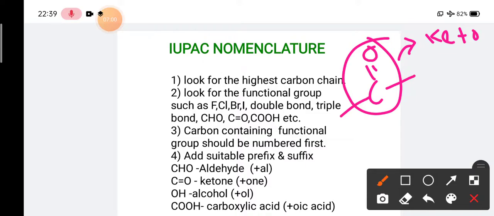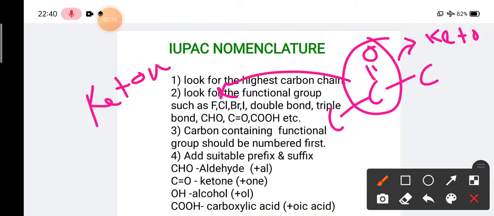If there is carbon on both sides of the keto group, then the compound will be called a ketone. If there is carbon on both sides of the keto group, the compound is a ketone.